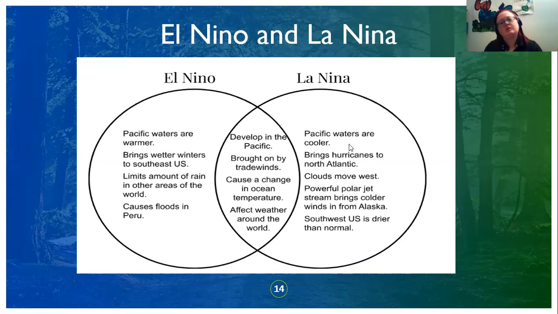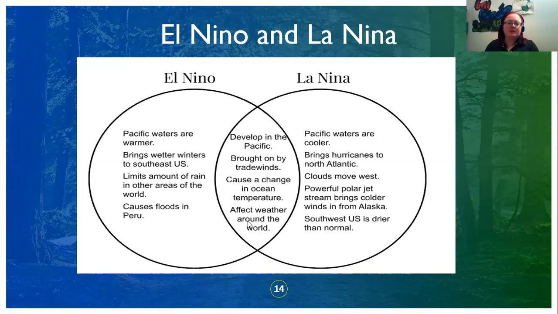La Nina, the Pacific waters are cooler, brings hurricanes to the North Atlantic. The clouds move west. Powerful polar jet stream brings cooler winds from Alaska. Southwest US is drier than normal.